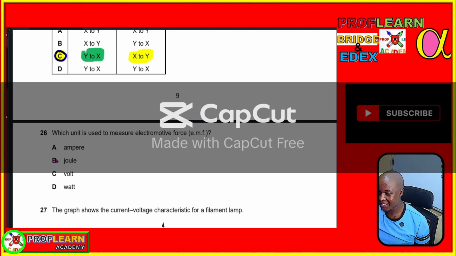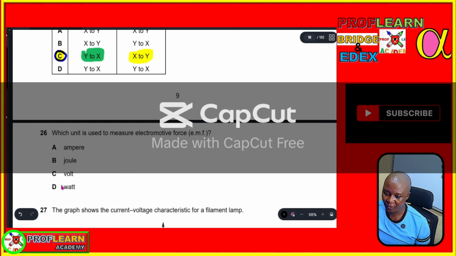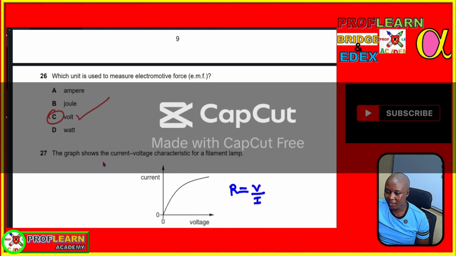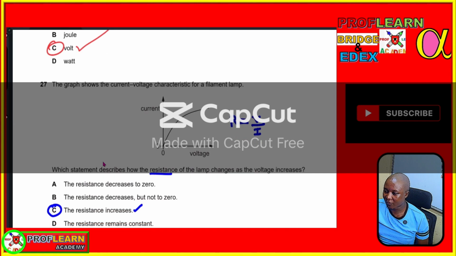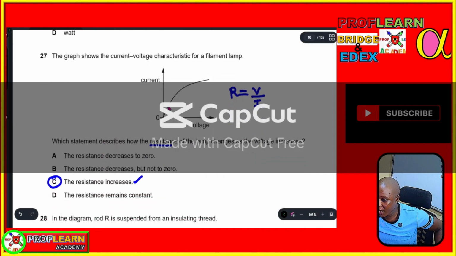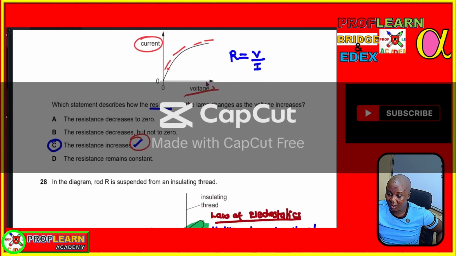The unit for measuring EMF is volts. EMF is measured in volts. The graph shows the current-voltage characteristics of a filament lamp, and you can see that as the voltage increases, the slope of the graph decreases, and in that case it means resistance is increasing. If the graph was current against voltage, it means that the resistance is what is increasing.